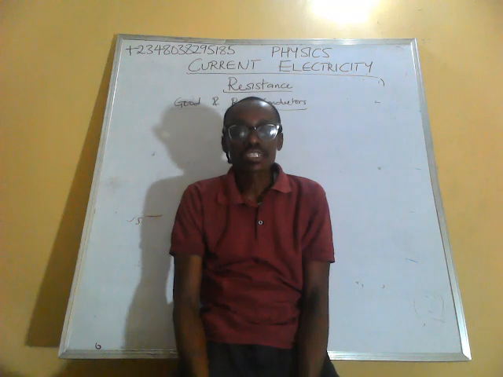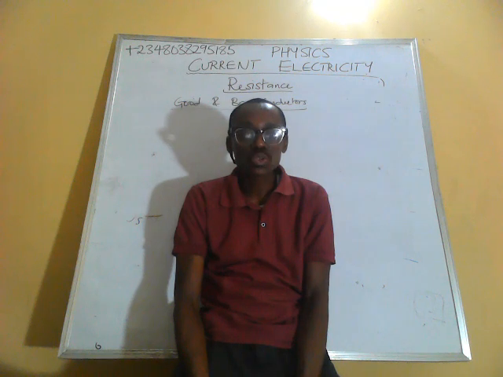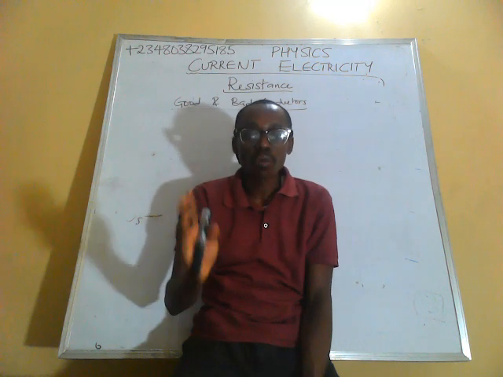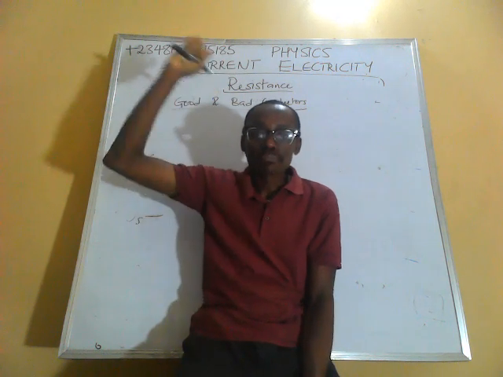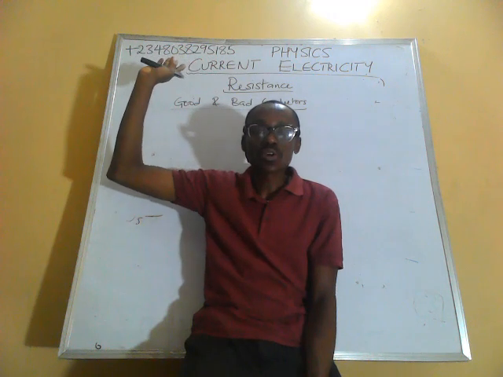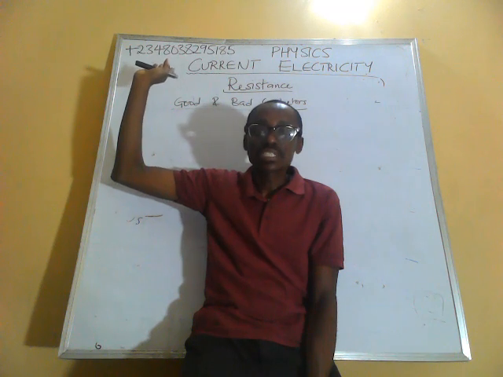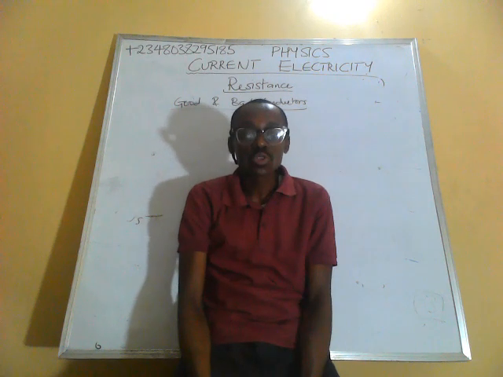Now, materials that allow electricity to flow through them are referred to as conductors, and they can be classified into good conductors and poor or bad conductors. What is the basis of classification into good or bad conductors? The basis of classification is that property called resistance of a conductor. This quantity called resistance is the basis of classifying a conductor into either a good conductor or a bad one.